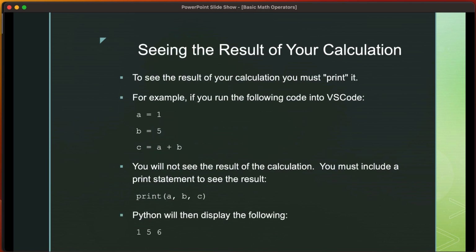That is, no space between the two asterisks. It's important to remember that to see the results of your calculation, you must actually print it. So for example, if you run the example code in VS Code, a equals 1, etc., Python will actually do the calculations for you, but you won't see the result. You must include a print statement to see the result of any calculations. So print A, B, and C will actually display the values so that you can see what the result of the calculation is.